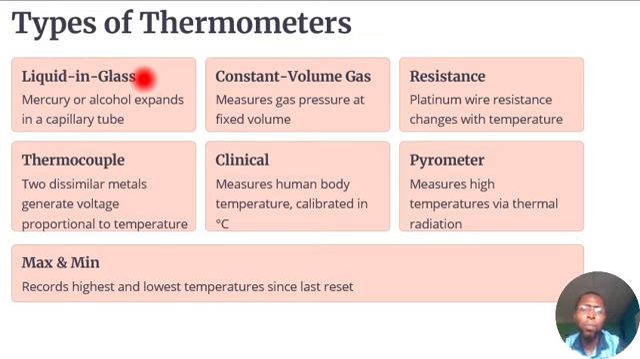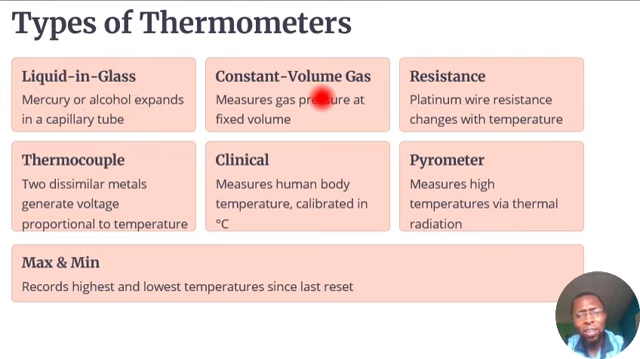Now, we have different types of thermometers. All of them are used for measuring temperature, but their design is what gives them the types. Now, we have the one we call the liquid in glass thermometer. When we say a thermometer is liquid in glass, it means that it has thermometric liquid in it, like the example we gave earlier. So any thermometer that has thermometric liquid in it is referred to as a liquid in glass thermometer.